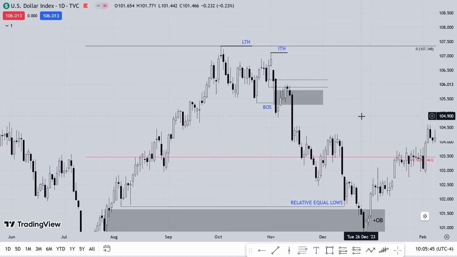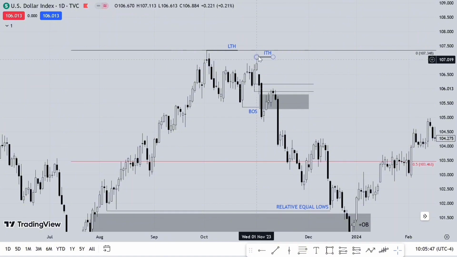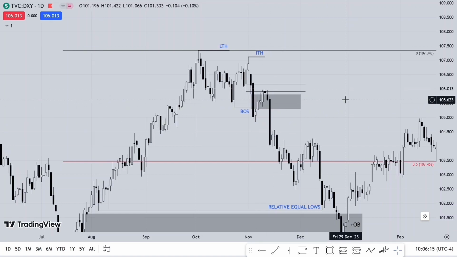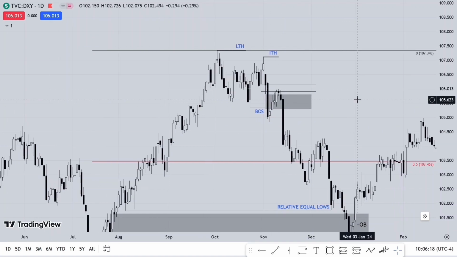Back to this market structure. When an intermediate term high is created and the swing low like this is broken, every rally higher, every rally after that, should be seen as a suspect rally. Every time price rallies up, you should see that as a suspect rally, trying to balance an imbalance. That is what price does.